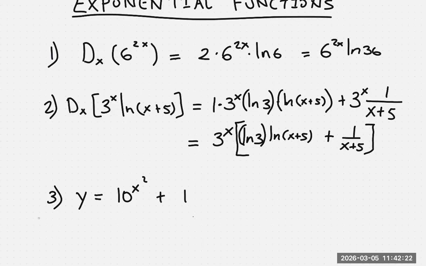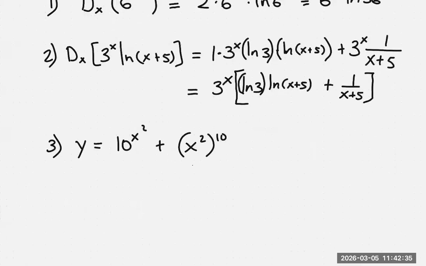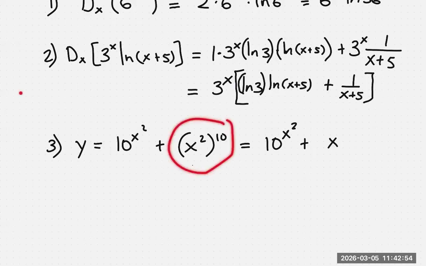x squared to the 10. That's trying to trick you, but I just want to make sure you see the difference between the two things. I don't think it's that difficult for you to see the difference. But for this one, simplify it first. The 10 to the x squared, you can leave it alone. But the x squared to the 10 is just x to the what? 20. 20, correct. x to the 20. So it's multiply the powers.